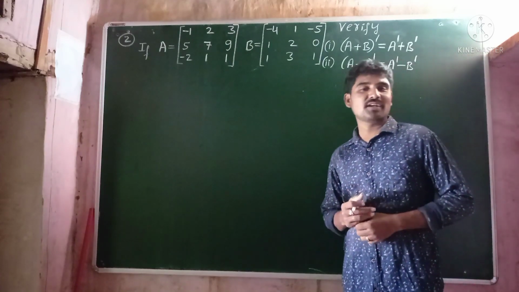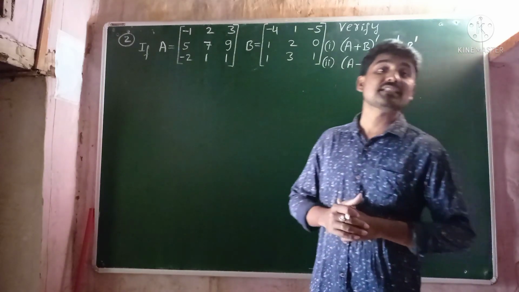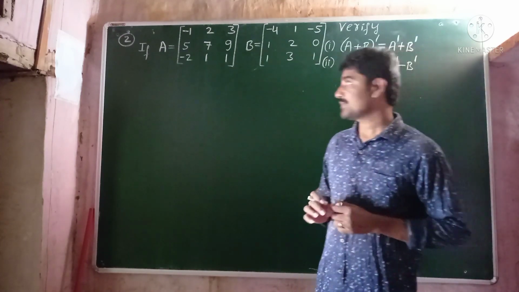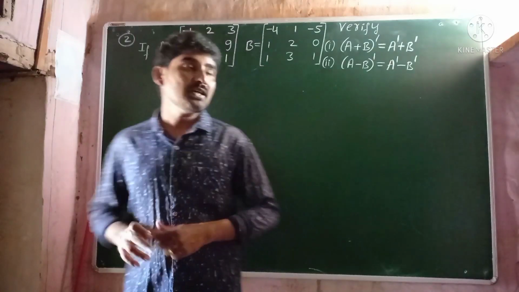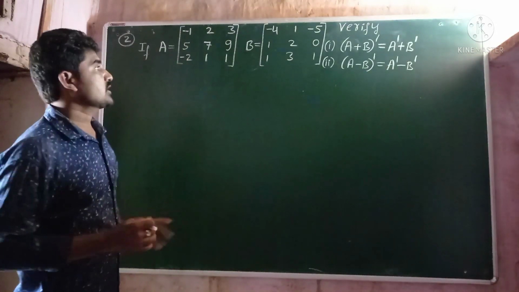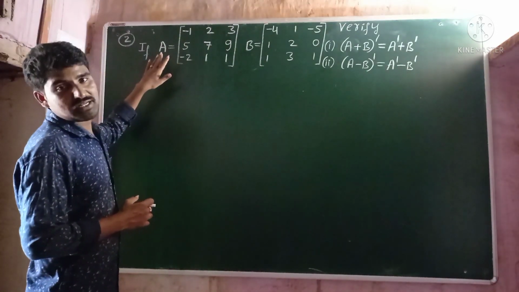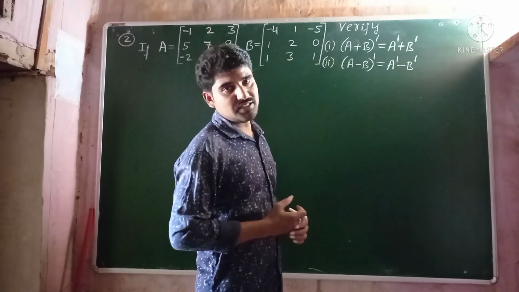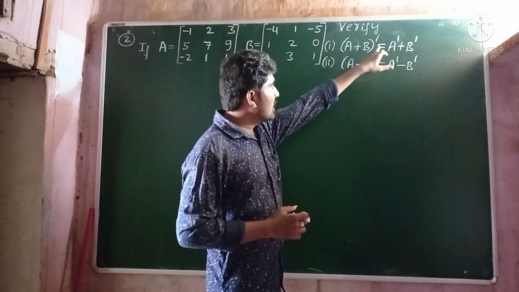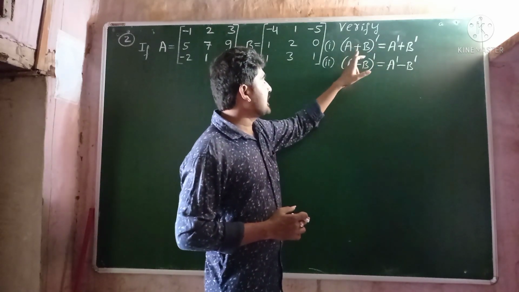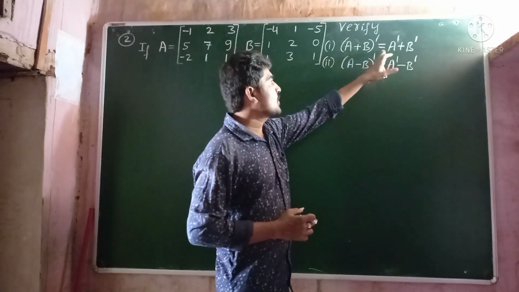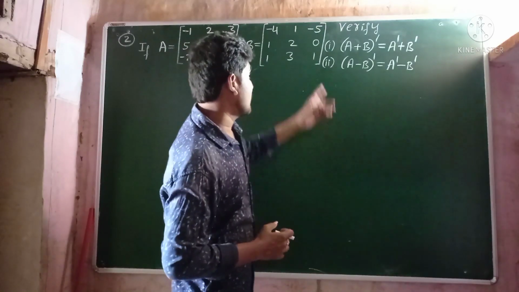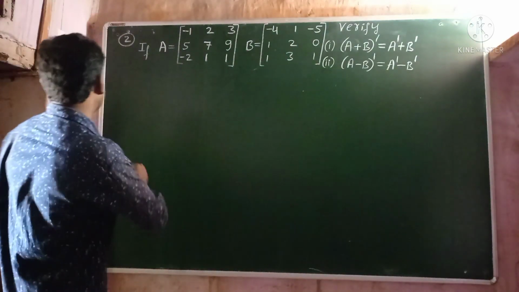Last class we completed the introduction part for exercise 3.3 as well as the first question in exercise 3.3. And today I am going to discuss from the second question. Here two matrices A and B are given and we need to verify two given equations. The first equation is transpose of the matrix A plus B is equal to transpose of the matrix A plus transpose of the matrix B. So let's start verifying the first equation.